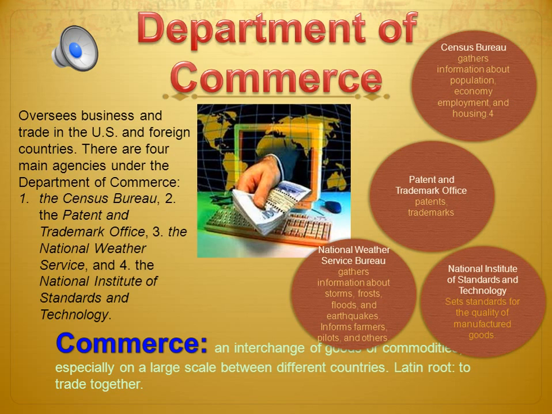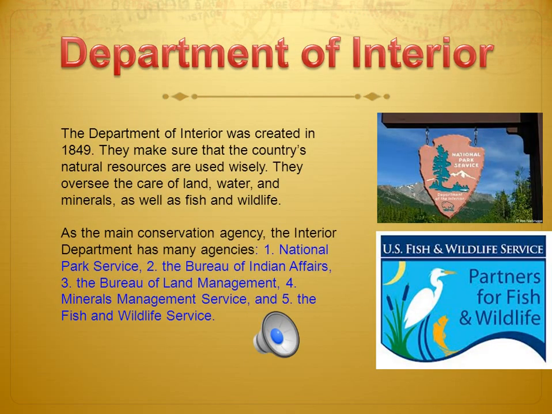The Department of Interior was created in 1849. They make sure the country's natural resources are used wisely. So they have a big job ahead of them, because I think all of us are well aware that we don't really use our country's resources that wisely as often as we should. So they have a big task ahead of them. They oversee care of land, water, minerals, fish, and wildlife, so it's pretty much our natural resources.